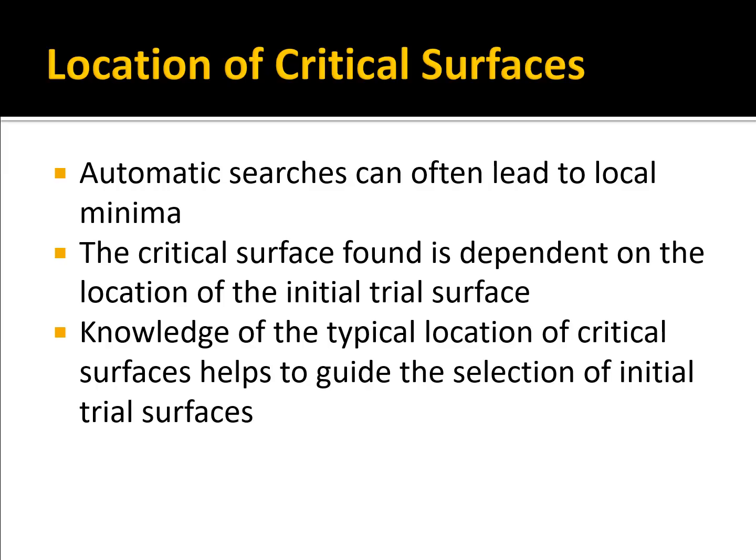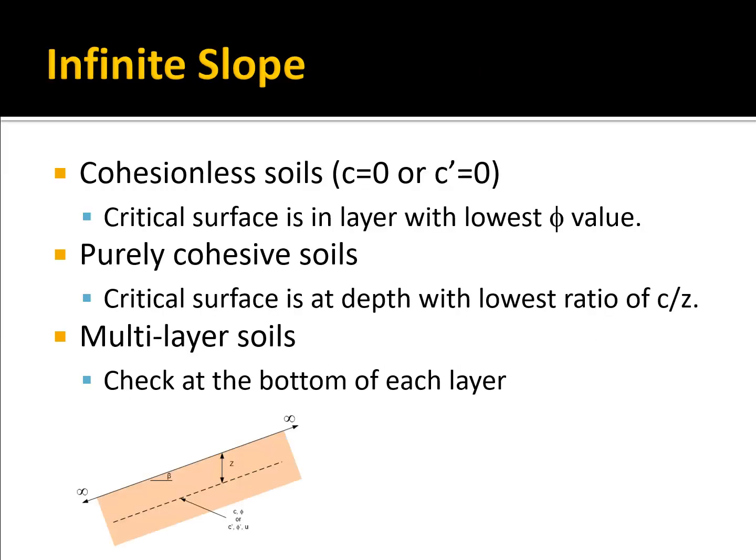And as you do that, a little bit of background and knowledge of the typical location of critical surface will help you be a little more knowledgeable about how to guide that process. But let's start with infinite slope. This is what we get for cohesionless soils. If you have cohesionless soils and you're doing an infinite slope analysis, the critical surface is simply the layer with the lowest phi value, and the factor of safety is tan phi over tan beta, where beta is the angle of the slope. So that's like a really easy case.